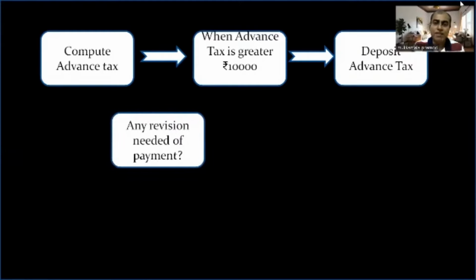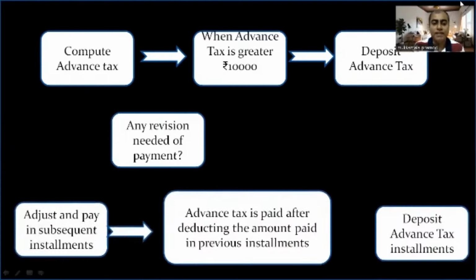And let's say if there was any revision, in subsequent quarters you earn additional income, and you need to do a revision on that, it's pretty straightforward. You need to do the advance tax adjustments and pay the corresponding installments on the typical dates. So you need to just deposit the advance tax amount.